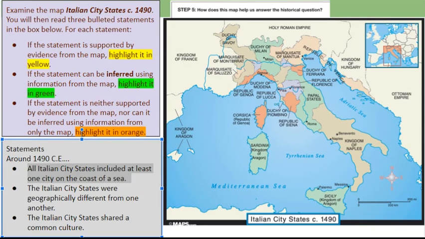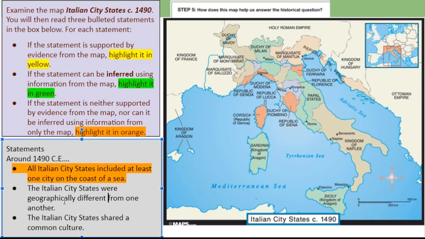So, all Italian city-states included at least one city on the coast of a sea. Now, this map doesn't label enough, and the color coding to me is a little confusing. At first, I was going to say, hey, it says Genoa here and it says Genoa here, but it doesn't quite match up, and the labels are different, even though they're color coded kind of the same way. So I can't go yellow, especially because it says all. I'm going to go orange because I don't know this for sure. And if you look at certain city-states, I don't see a city on the coast of a sea. So I am going to highlight this orange.